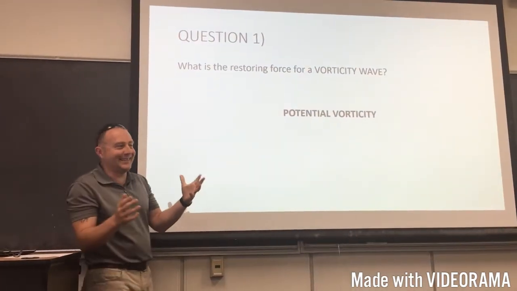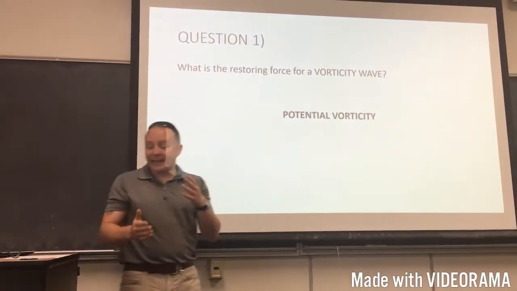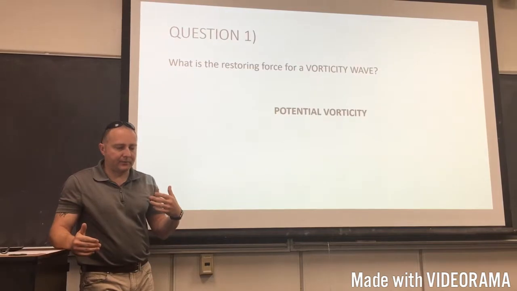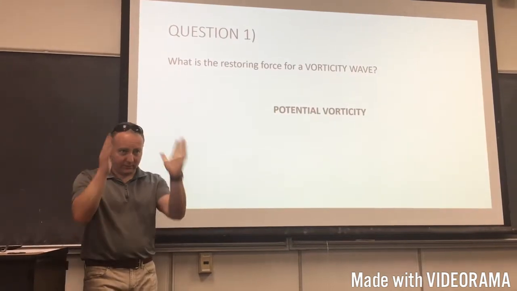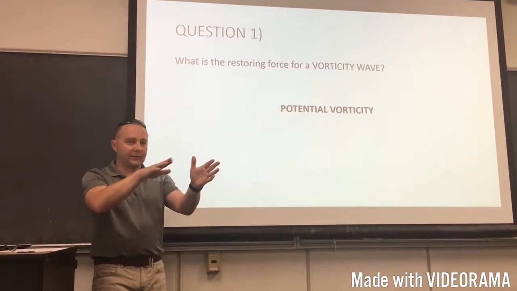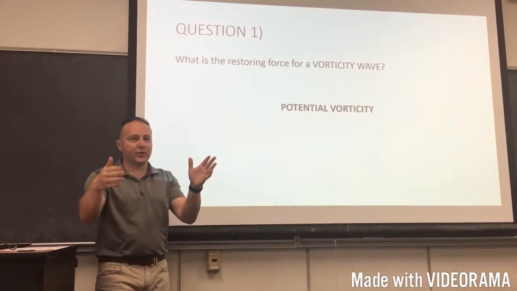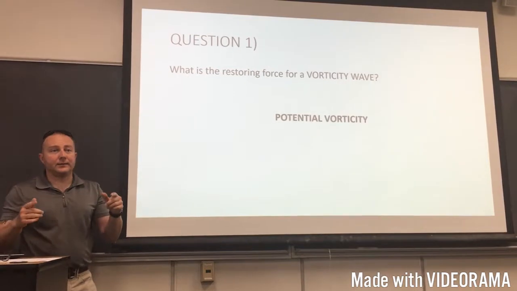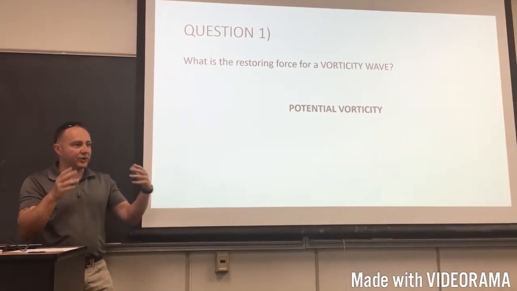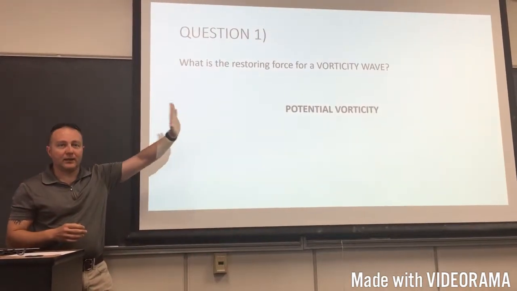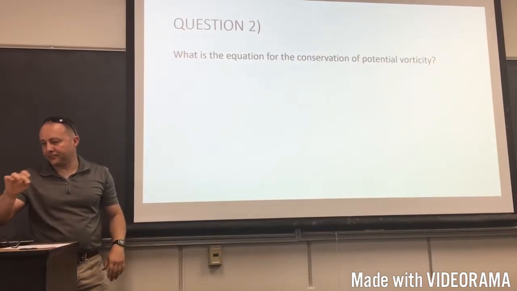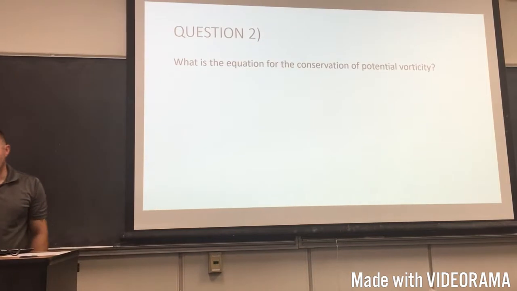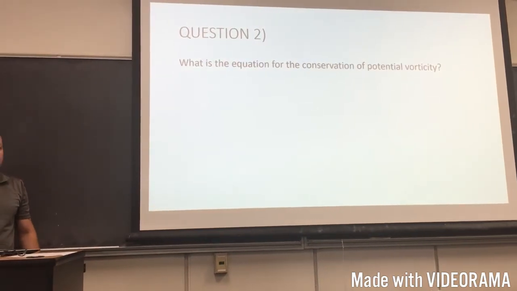They use potential vorticity, and the concept is that you have a longshore current, and you have this infragravity wave that comes in. The longshore current creates a background vorticity, and I'm going to explain that in a second. And thus, there is this potential vorticity that changes, causing this meander. Thus, leading into my next question: what is the equation for the conservation of potential vorticity?